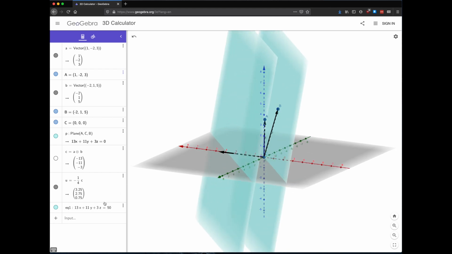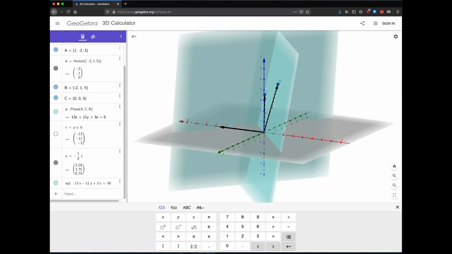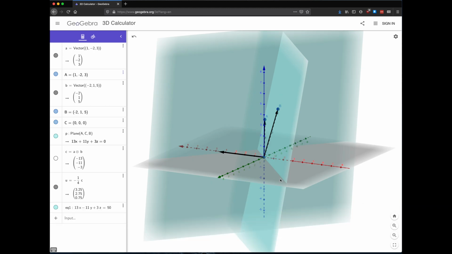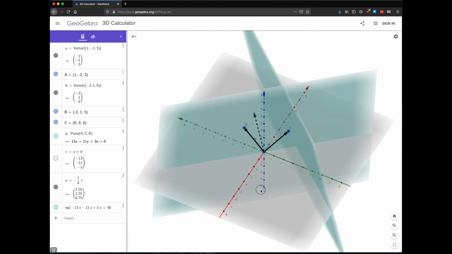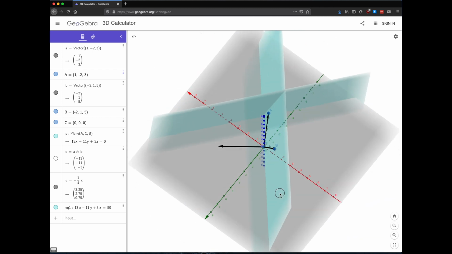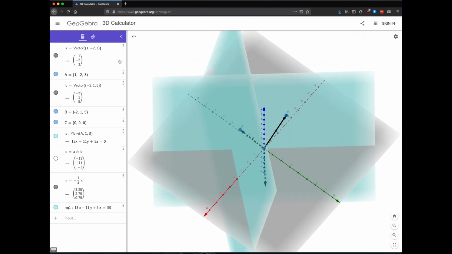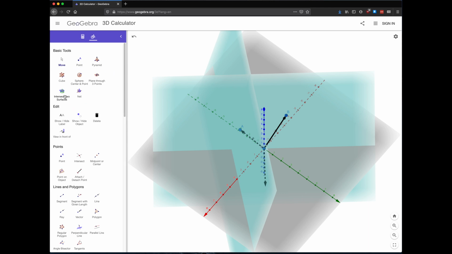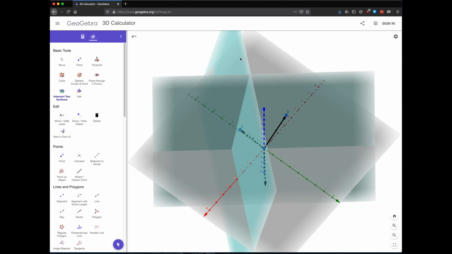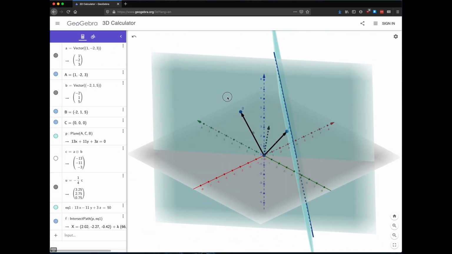Now, what happens if I start manipulating this? If I start giving it a negative y, maybe that'll help. If I give it a negative y, we have two planes that are intersecting. And two planes that are intersecting gives us a line. I think there's an option to intersect two objects. Yeah, intersect two surfaces. Bam, bam. And now we have a line going off in that direction.